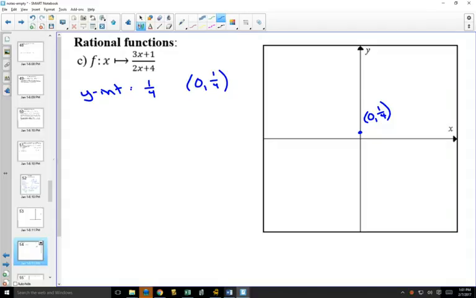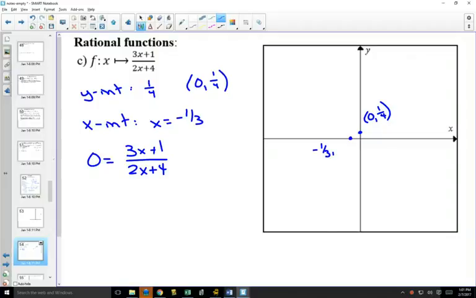For your x-intercept, when you plug in 0 for y, the only time a fraction is equal to 0 is if the numerator is equal to 0. And in this case, that means that x would have to be negative 1/3. So we have an x-intercept and a y-intercept. I'm going to use these double green lines whenever we switch to a different idea. So we've done intercepts first.